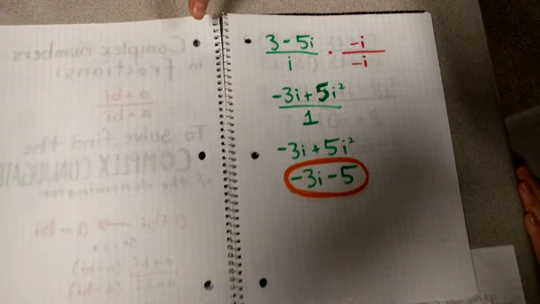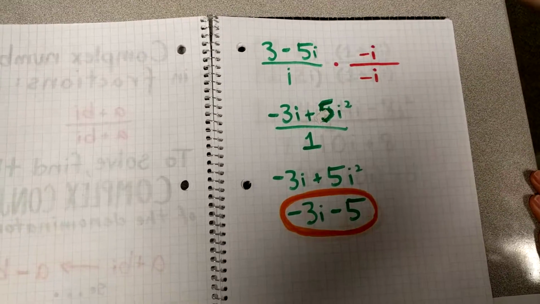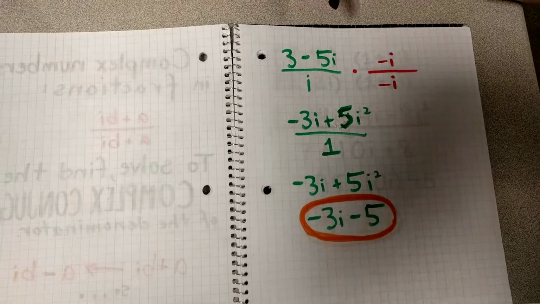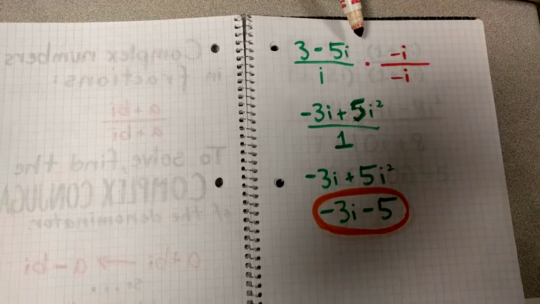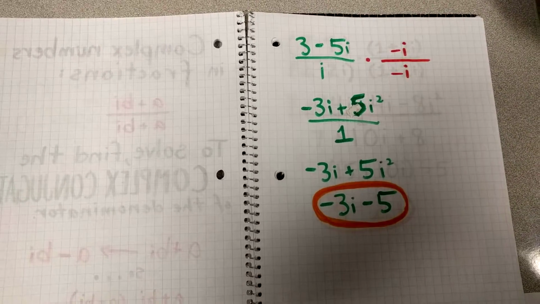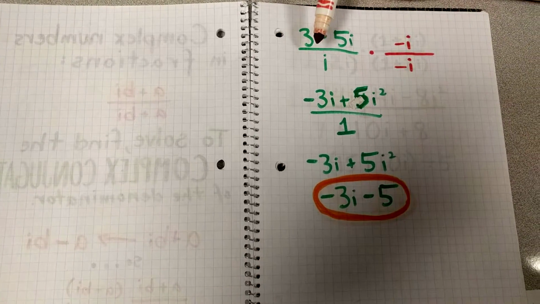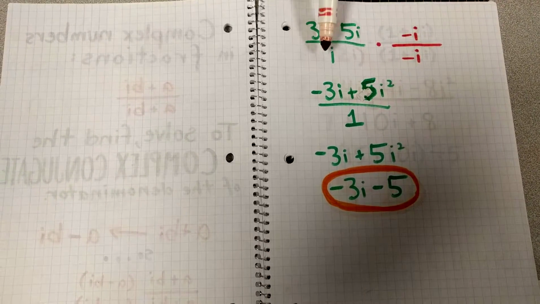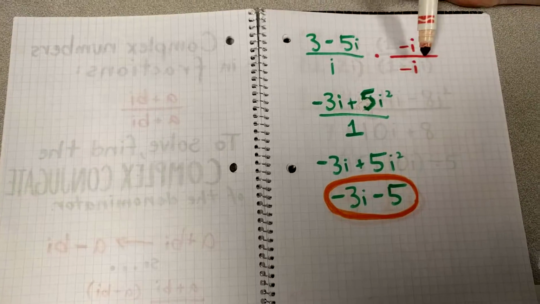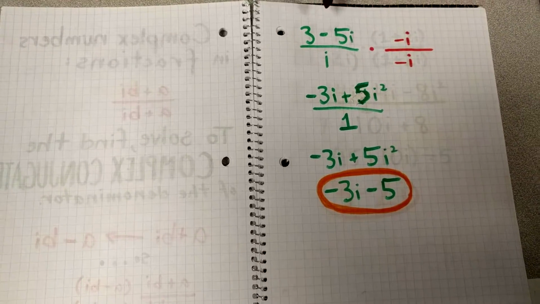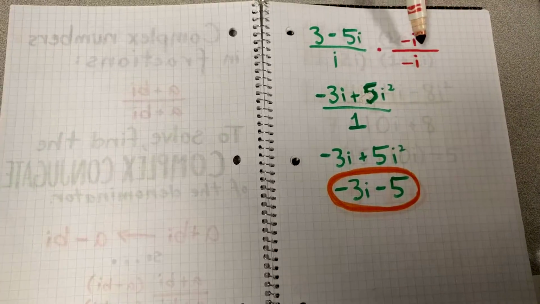So we're going to try some problems with complex conjugate fraction solving. Here we have 3 minus 5i over i, which is an easier problem because we don't have the full a plus bi on the bottom, so the complex conjugate is only -i. So you're going to multiply both the numerator and the denominator by -i.